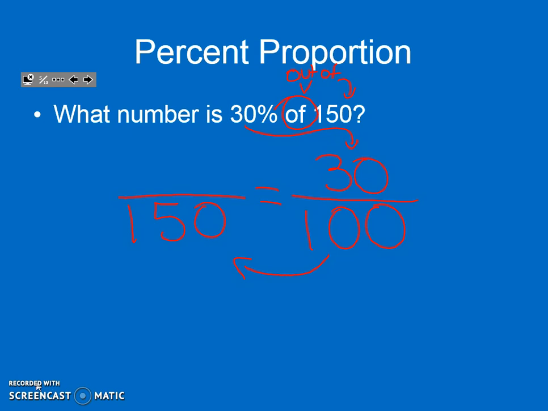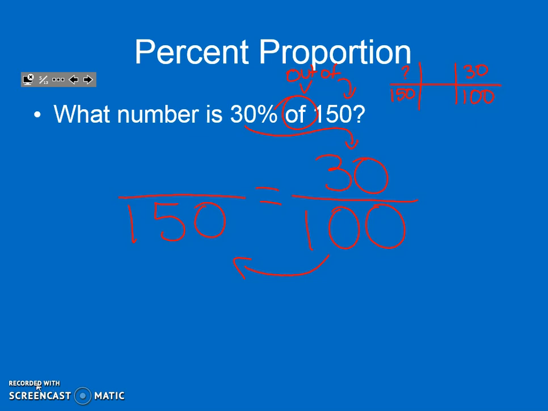So let's come up here and make our table. So we have some number here, and we have 150. So making our tables, and this is 30, and this is 100. So I need to be able to scale back so that I can get to 150.